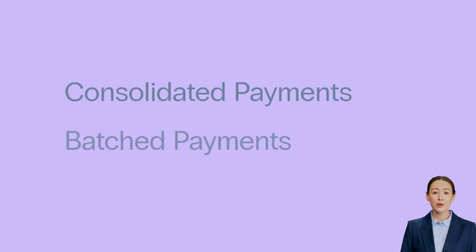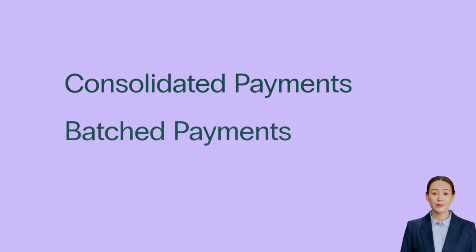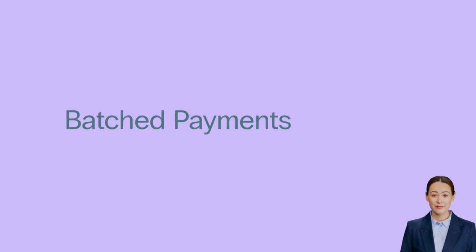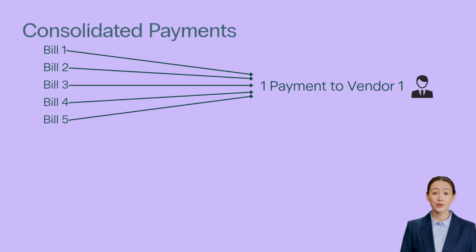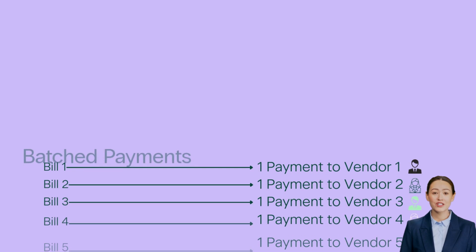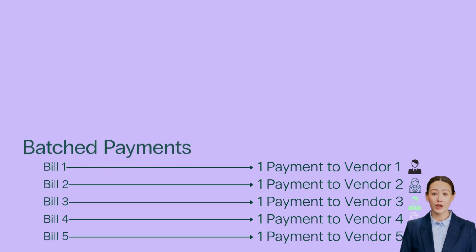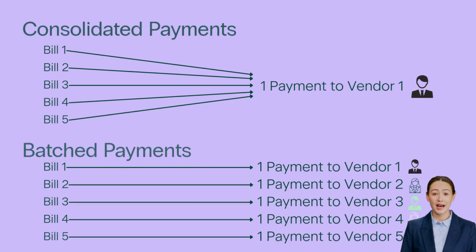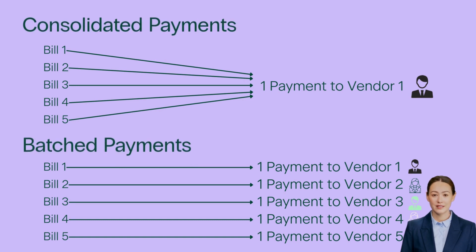Now let's cover two quick time savers: consolidated payments and batched payments. First, let's cover what each does. Consolidated payments combine multiple bills for the same vendor into one payment. Batched payments schedule many payments at once, but process each bill as its own payment. Both reduce clicks and keep your payment runs tidy, but are used for different use cases.